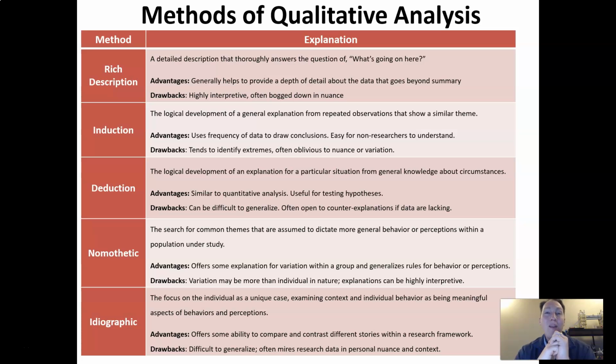It's still a good method. It's still useful, but deduction allows you to test things and to continue to grow and refine your hypotheses based on prior knowledge, whereas induction is more about just taking what you have and building your theory from that. And that's how you distinguish those two.